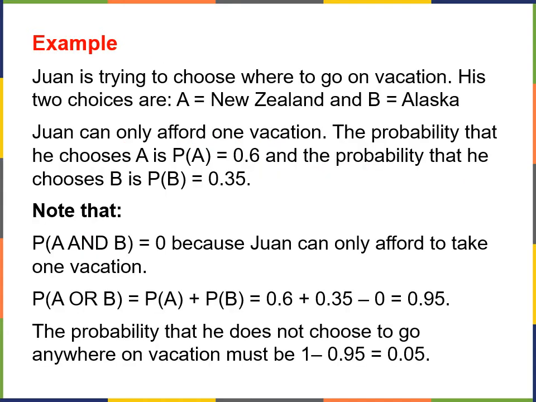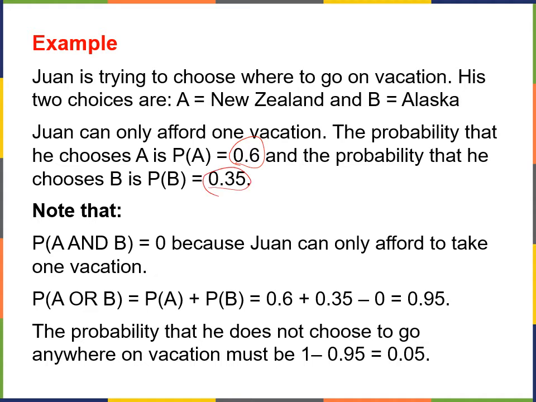So here's an example. I have a bunch of them we're going to go through, but here's one of them. Juan is trying to choose where to go on vacation. His two choices are New Zealand or Alaska. Okay? He can only afford to go on one vacation, though. The probability that he chooses A, which is New Zealand, is going to be 0.6. The probability that he chooses B, which is Alaska, is 0.35.